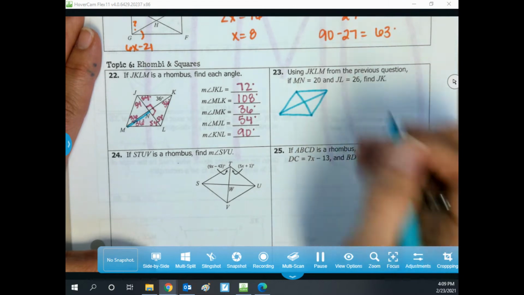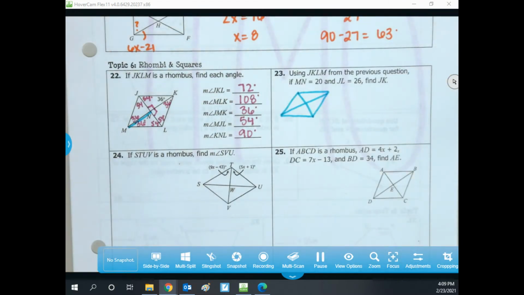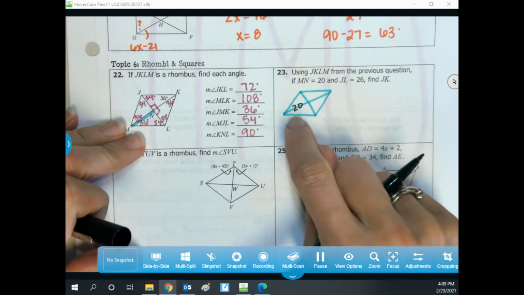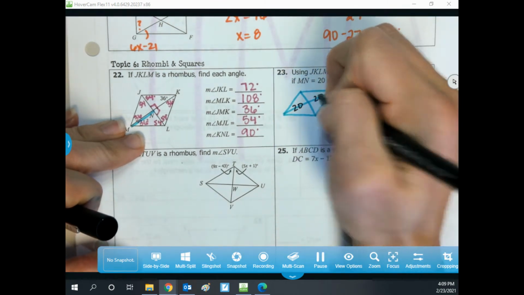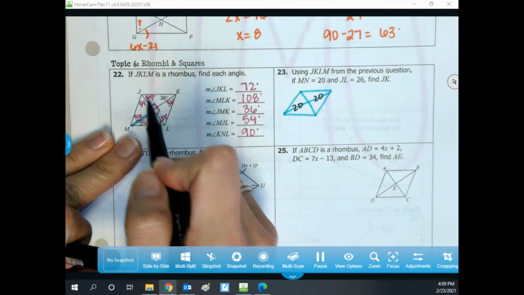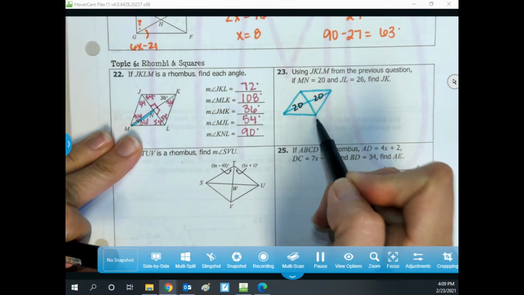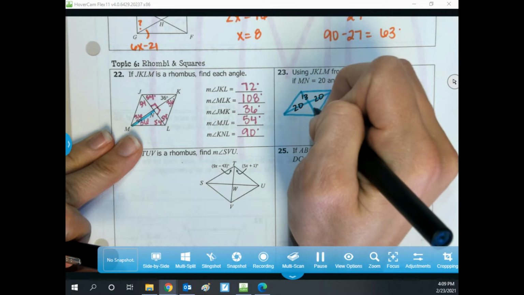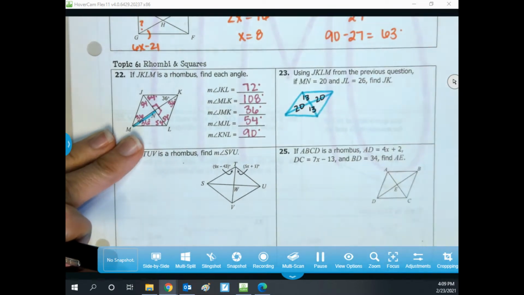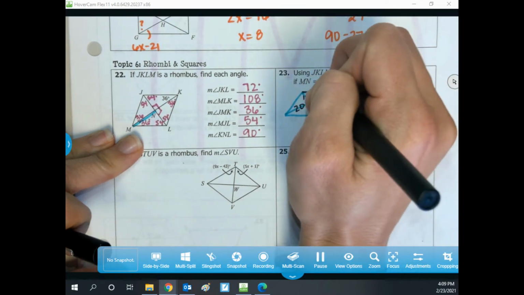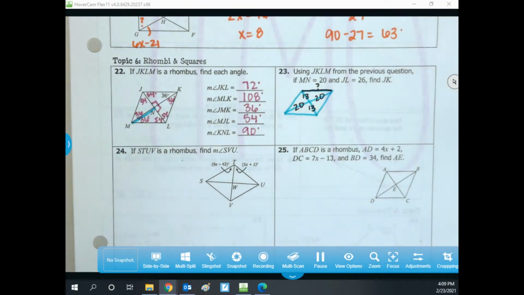All right, if MN is 20, that's this piece right here. And if this piece is 20, that means that this piece is also 20. If JL is 26, that means that each piece is 13. And it wants us to find JK right here. So use your Pythagorean theorem and find that now.